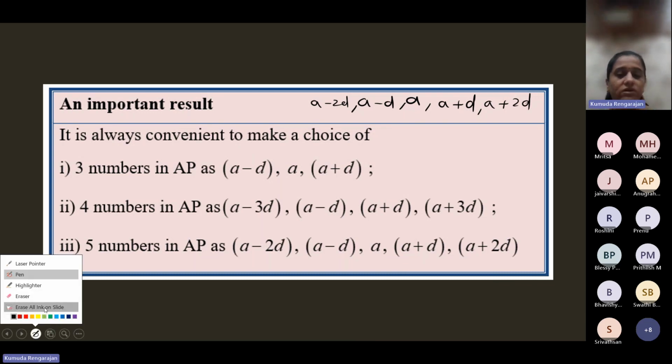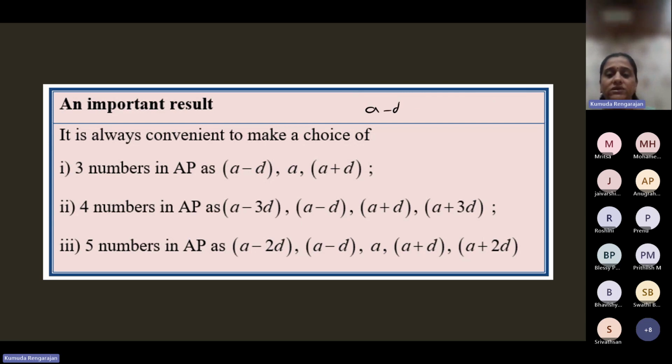For 4 numbers, remember, it is A minus D, A plus D. Then on this side, A minus 3D, on this side, A plus 3D. So you find the difference, okay? Here you will see that the common difference is D. Here you will see that the difference is 2D. Here the difference will be D.